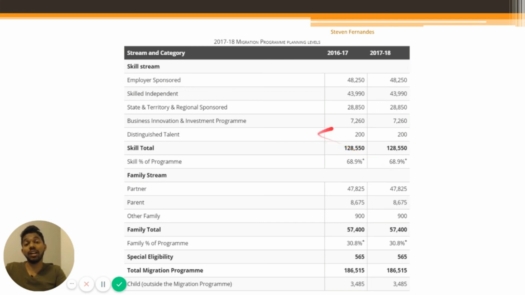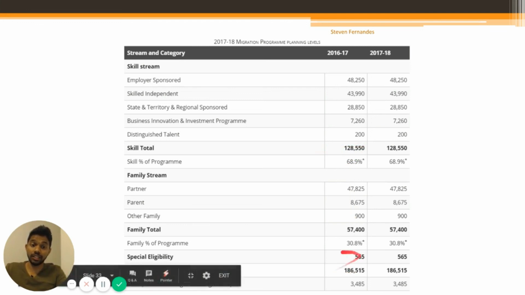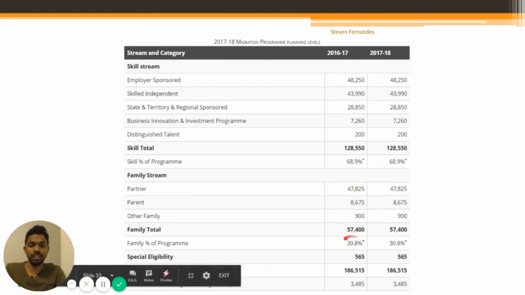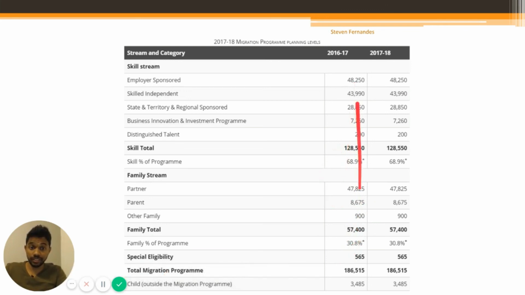Out of that, 68% were skilled people and 30% were families. So probably the partners and families of these people were part of the other 30%. And within these skilled applicants, 48,000 is from the employer sponsored one. So this is people who got a 186 visa. A lot of companies sponsor people to get a permanent resident visa here as well.